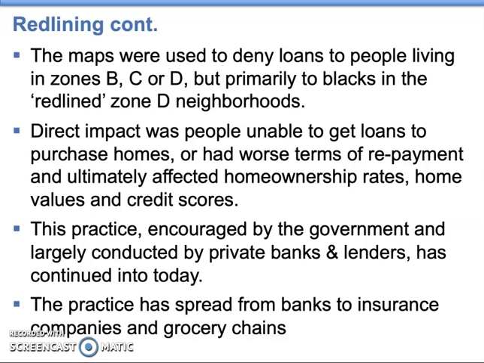Okay, so these real estate security maps were essentially used to deny loans to people living in zones B, C, or D, basically anything but zone A. But primarily this was used to deny housing loans to blacks in the redlined zone D neighborhoods.